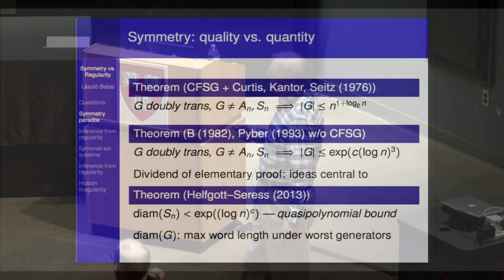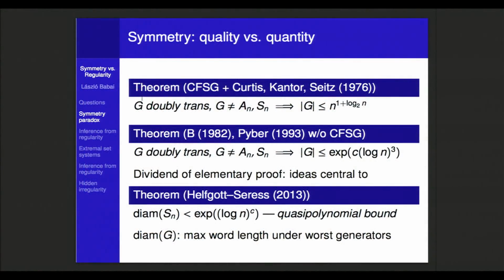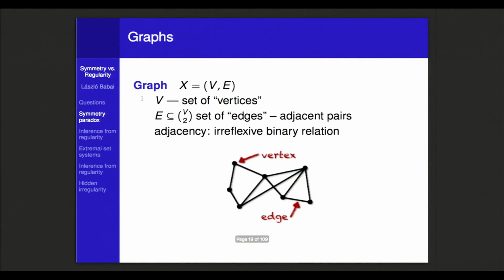The conjecture is that it is actually polynomially bounded, and no set of generators is known where it would not be quadratically bounded. So the gap is still large, but the previous best bound was exponential in square root of n. So, okay. Okay, graphs.